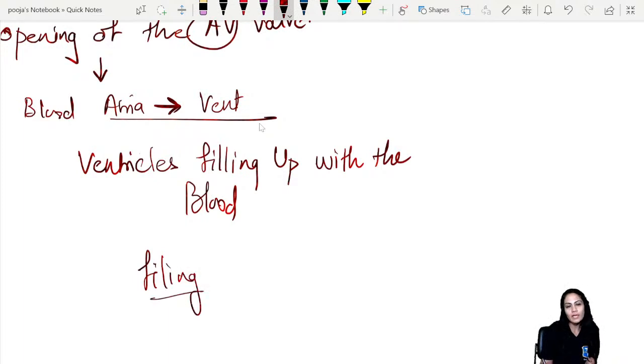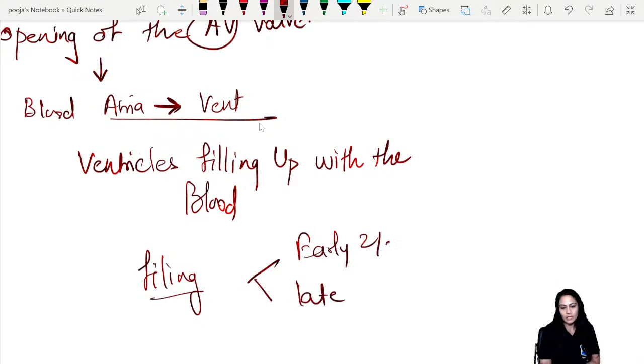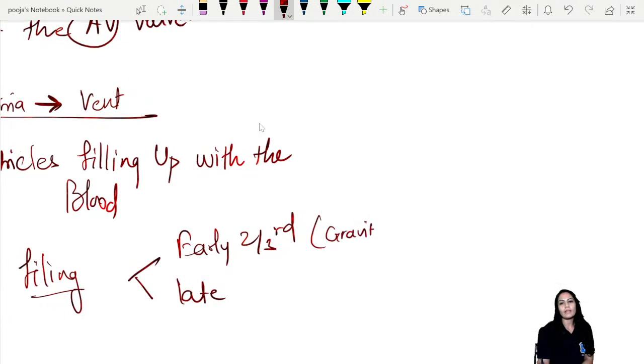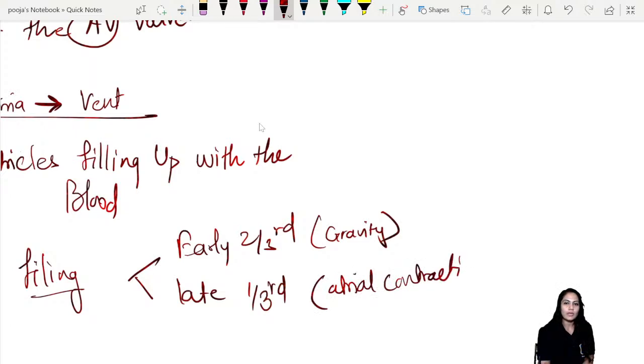Now remember, in the filling, we do have early filling and late filling, right? The early filling will be two-third filling. That means two-third of the blood, due to gravity, is going to come, and that is known as early filling. The late filling is one-third filling. That is due to strong atrial contraction, right? So that is known as late filling. So there are two phases, early filling and late filling.